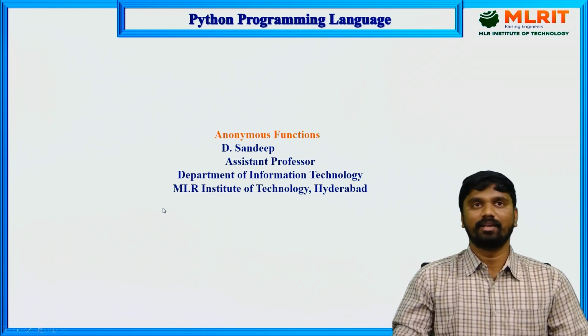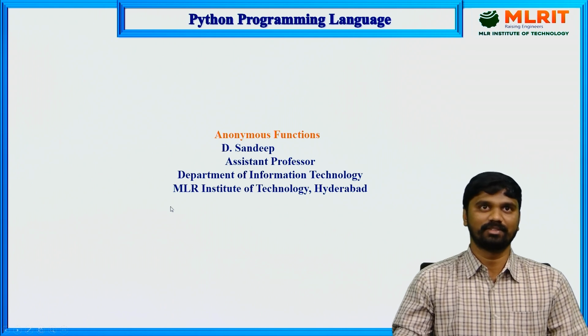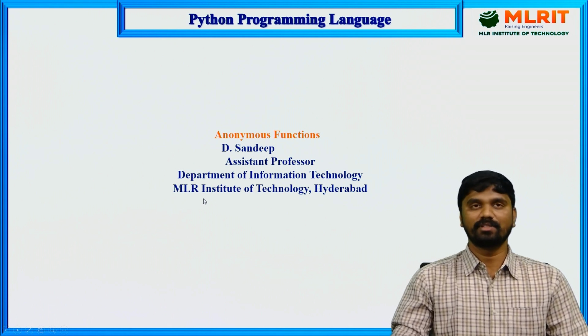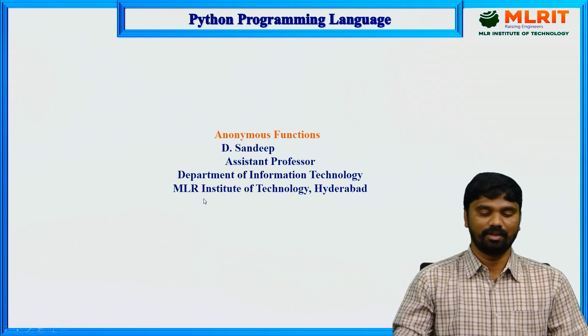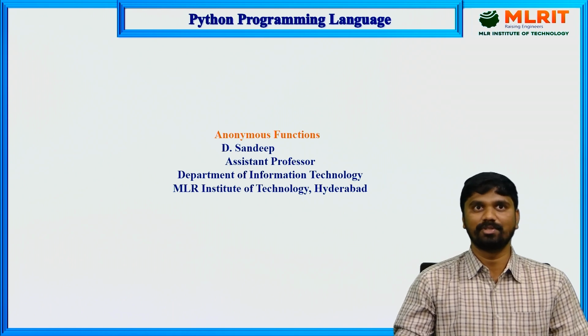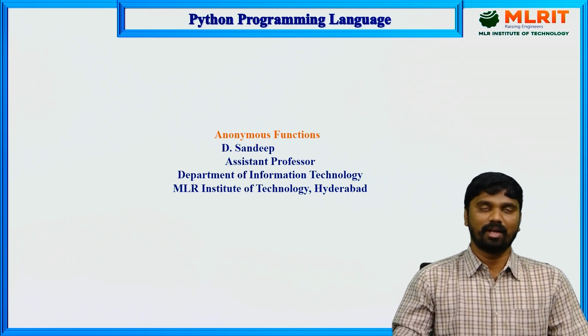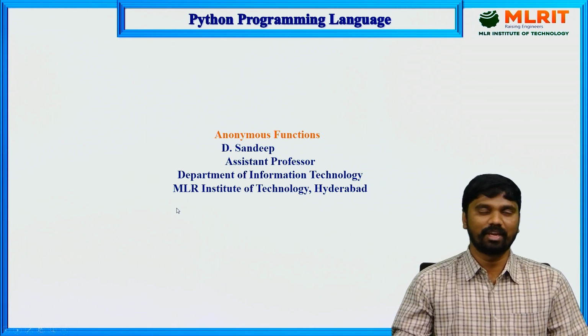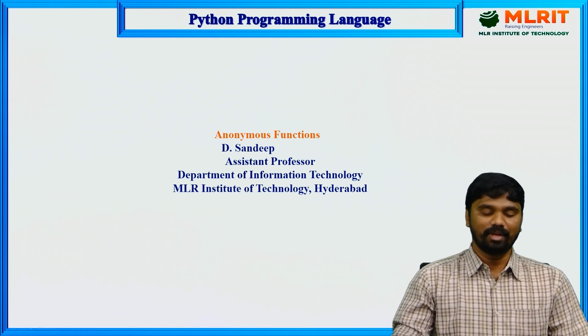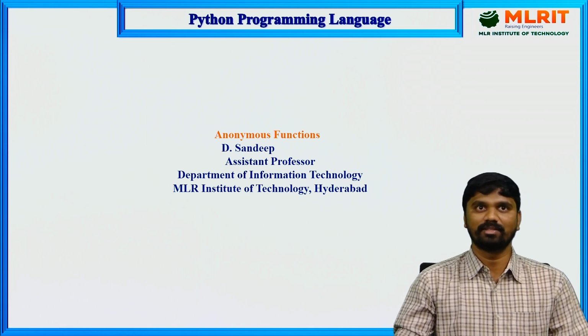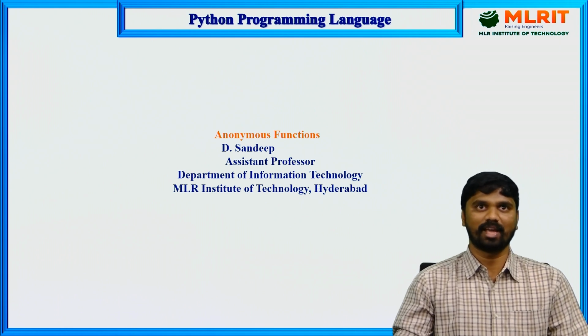If we revise the functions concept, a function defines a block of statements which is used to perform a task. In Python we can define functions using the def keyword, and we have two types of arguments. One is formal arguments and the second one is actual arguments.